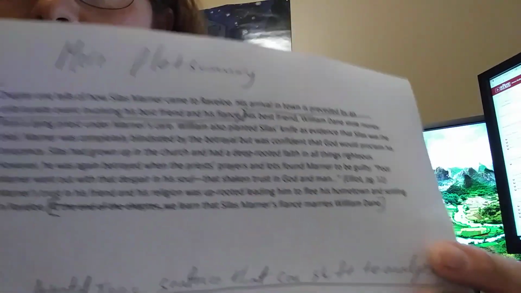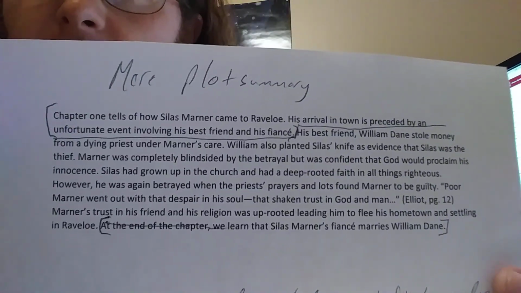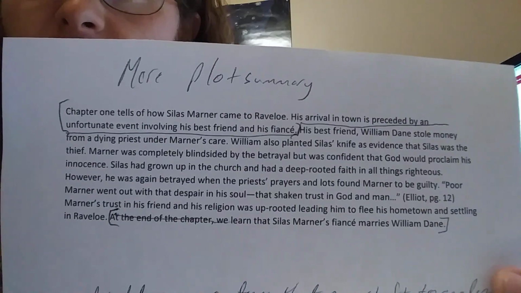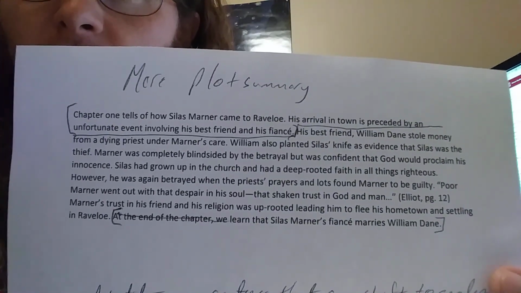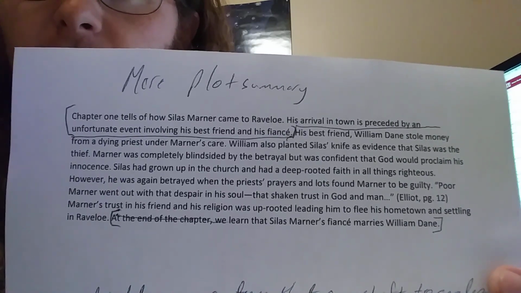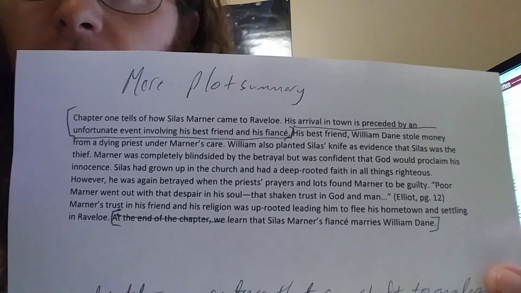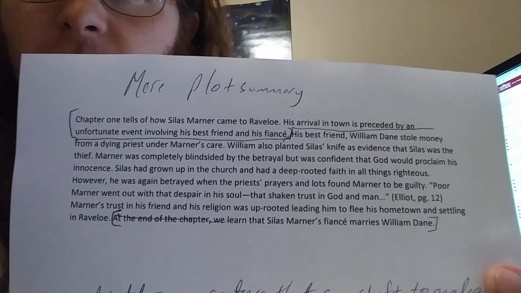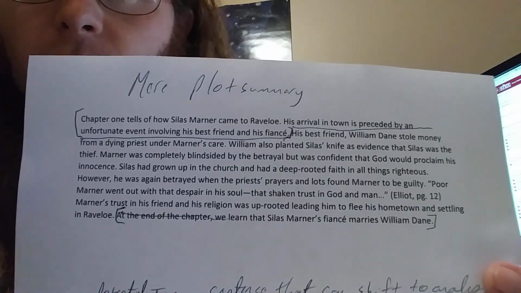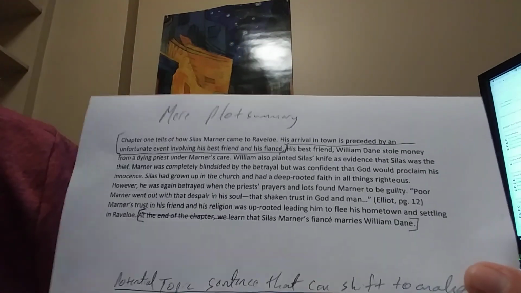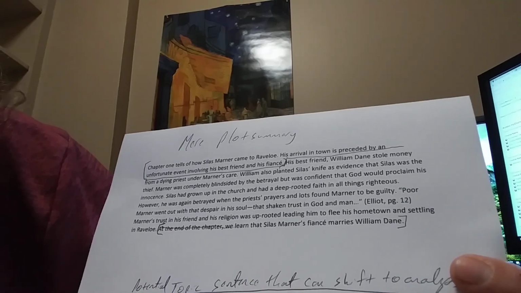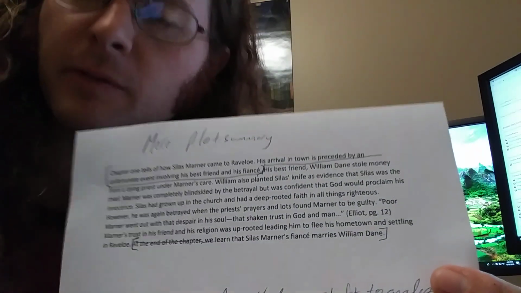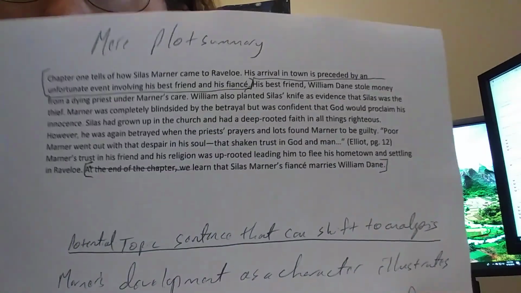But before we get there, first off, let me give you an example of mere plot summary versus literary analysis. So here we have, if you will, a paragraph that is mere plot summary. It summarizes the events that happened in George Eliot's Silas Marner. Clearly the student has read this chapter here, but all the post is doing is telling me what happened in that chapter. If you read it there, you'll see. It says, Chapter 1 tells of how Silas Marner came to Raveloe. His arrival was preceded by an unfortunate event involving his best friend. And then it restates the events that happened.